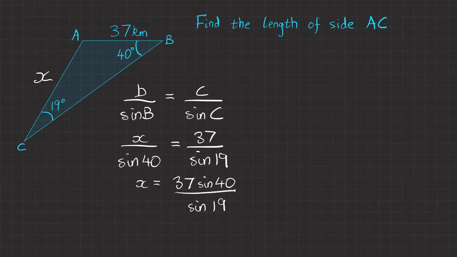Pop that into your calculator, and we're going to end up with an answer of X equals 73.1 kilometers to 1 decimal place.